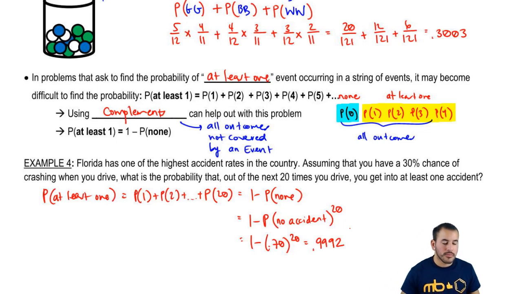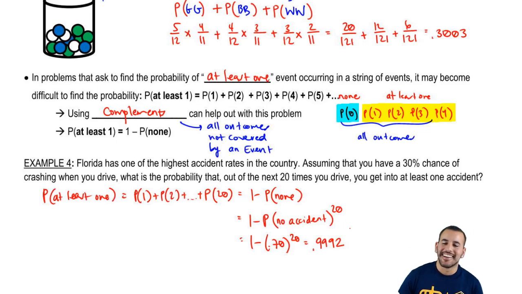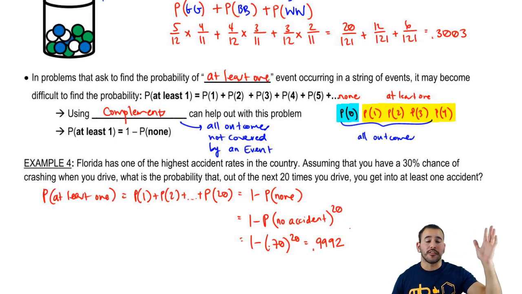And sadly, this ends up being 0.9992. So if the rate was actually 30%, for every 20 times you drive, you should expect to get into at least one accident 99% of the time. Almost basically one, right, if you round it off. But good to know that's not actually true, right? And so that's our probability applications of these advanced rules.